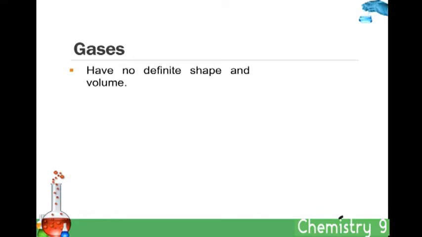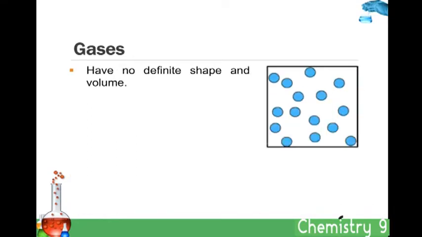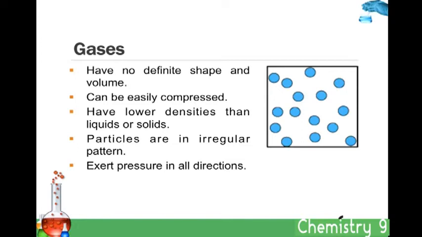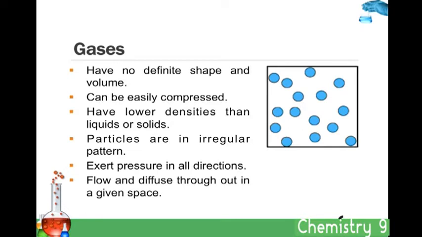Gases have no definite shape and volume. This is how atoms are arranged in gases. They can be easily compressed. They have lower densities than liquids or solids. Particles are in an irregular pattern. They exert pressure in every direction, and flow and diffusion happen throughout a given space. They are fluids. They can flow throughout a given space.